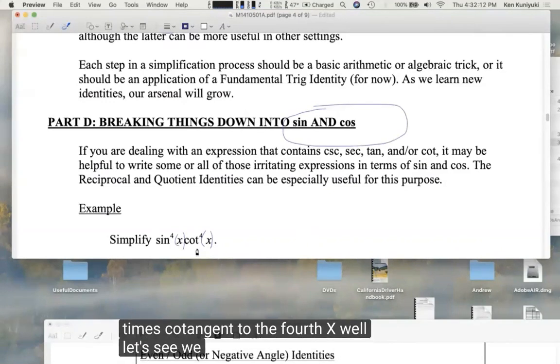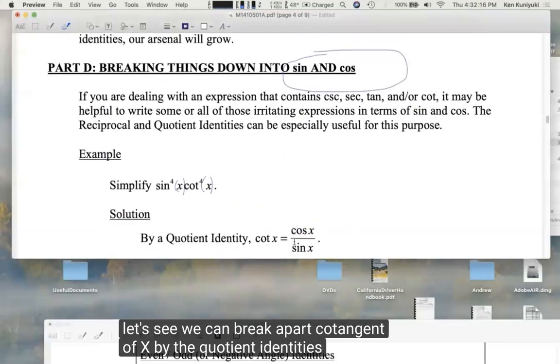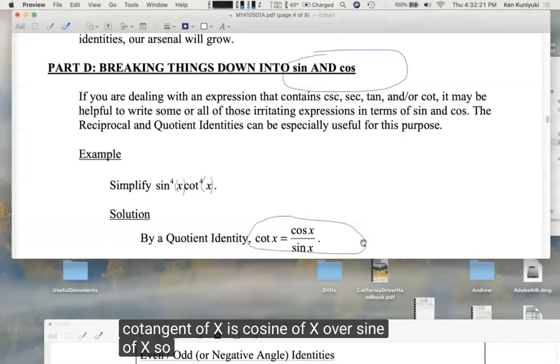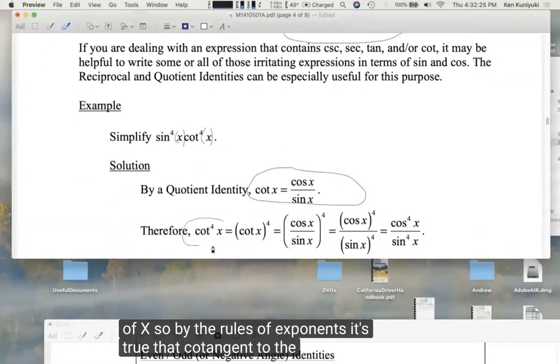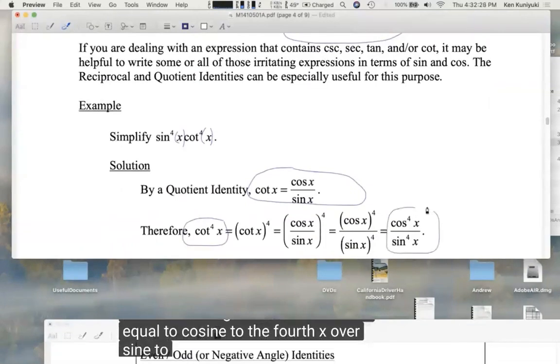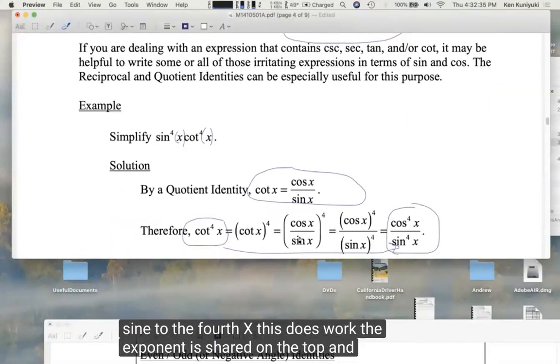Well, let's see. We can break apart cotangent of x. By the quotient identities, cotangent of x is cosine of x over sine of x. So by the rules of exponents, it's true that cotangent to the 4th x is equal to cosine to the 4th x over sine to the 4th x. This does work. The exponent is shared on the top and the bottom.